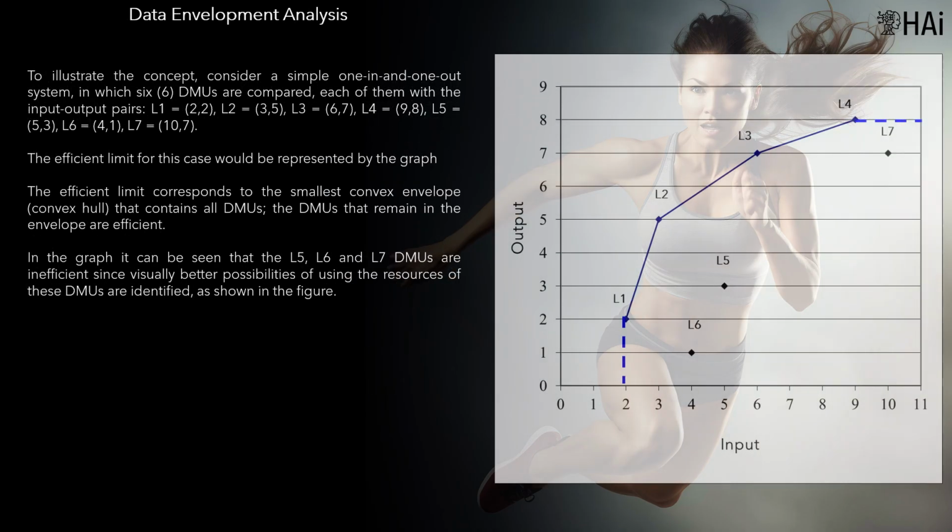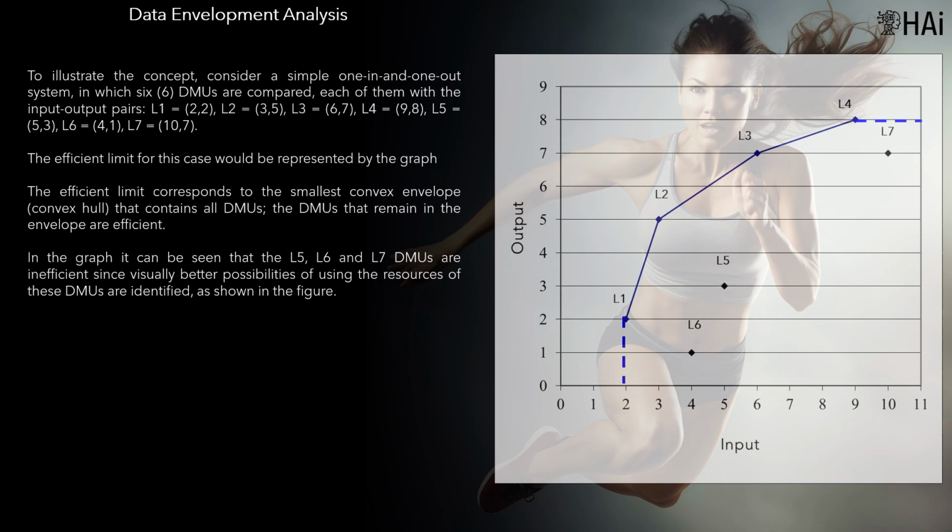To illustrate the concept, consider a simple one-input and one-output system, in which 6 DMUs are compared, each of them with the input-output pairs L1 equals 2, 2, L2 equals 3, 5, L3 equals 6, 7, L4 equals 9, 8, L5 equals 5, 3, L6 equals 4, 1, L7 equals 10, 7. The efficient limit for this case would be represented by the graph. The efficient limit corresponds to the smallest convex envelope, convex hull, that contains all DMUs. The DMUs that remain in the envelope are efficient.